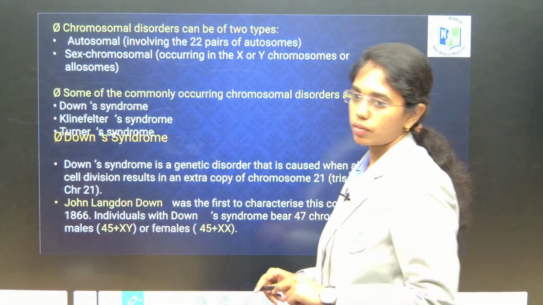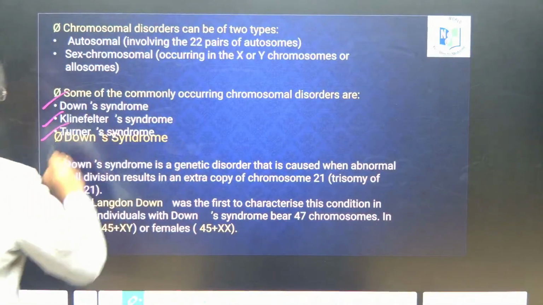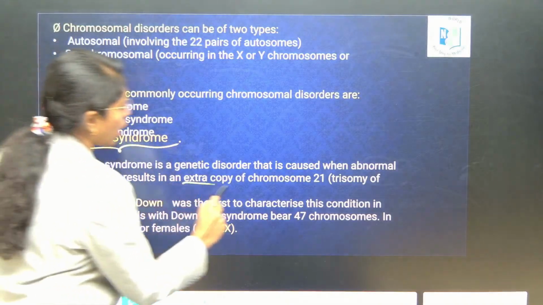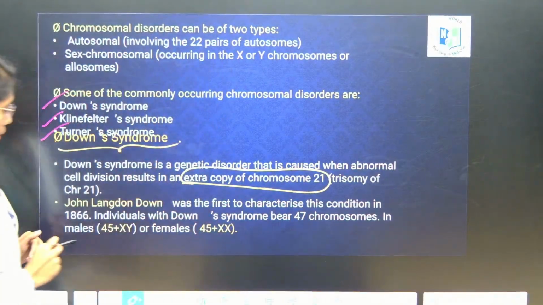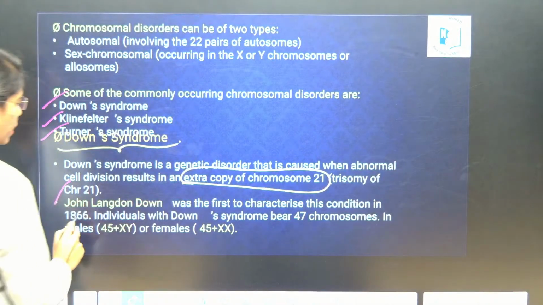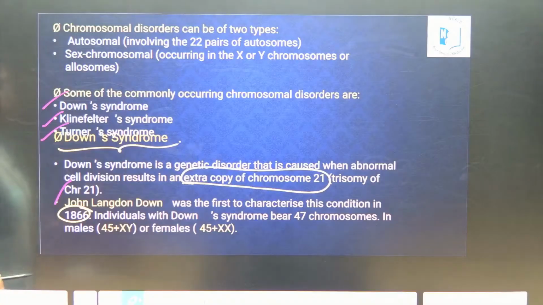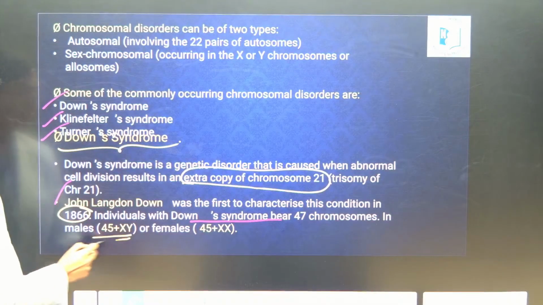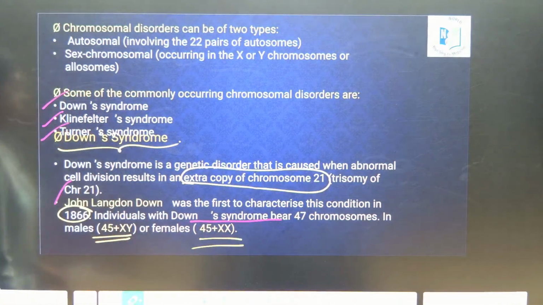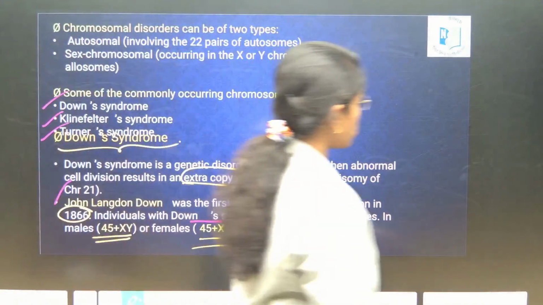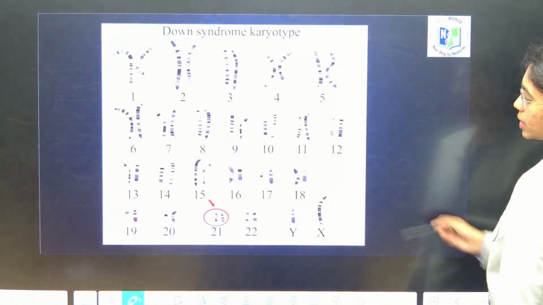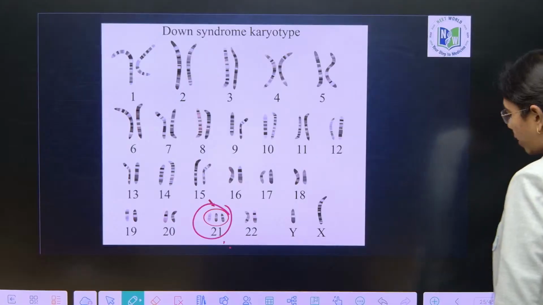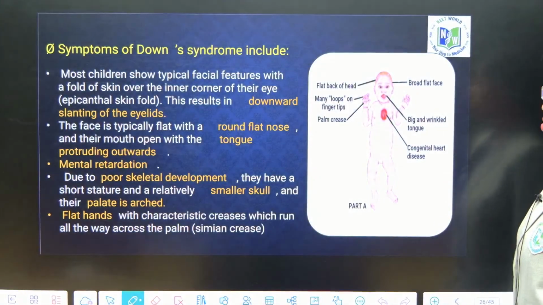Chromosomal disorders. We have 3 very important disorders: Down syndrome, Klinefelter syndrome and Turner syndrome. Down syndrome is because of an extra copy of chromosome number 21. This was discovered by John Langdon Down in the year 1866, where individuals with Down syndrome bear 47 chromosomes, 45 plus XY in males, 45 plus XX in females. One extra autosome will be there. This is the karyotype. Can you see the extra chromosome on 21? So, this is the karyotype of Down syndrome. Look at the symptoms, very important.